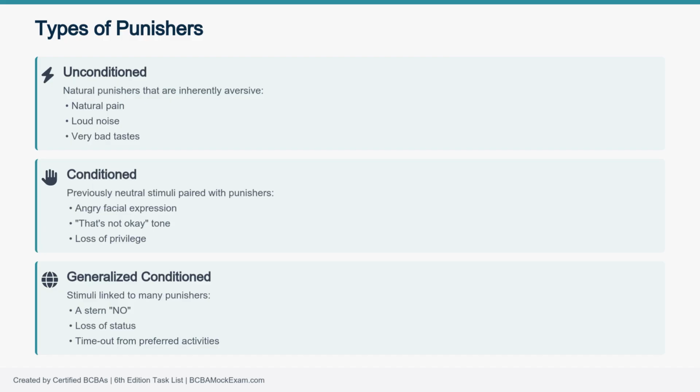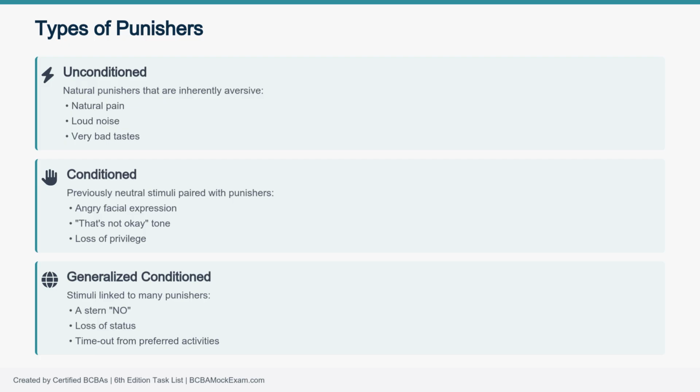Unconditioned punishers are events that are inherently aversive without any learning history, such as sharp pain, extremely loud noises, or intensely bitter tastes. These tend to decrease behavior the first time they occur. Conditioned punishers are stimuli that acquire aversive functions by being paired with those unconditioned punishers or with other strong punishers, like a particular angry facial expression, a "that's not okay" tone of voice, or the sight of a detention slip.